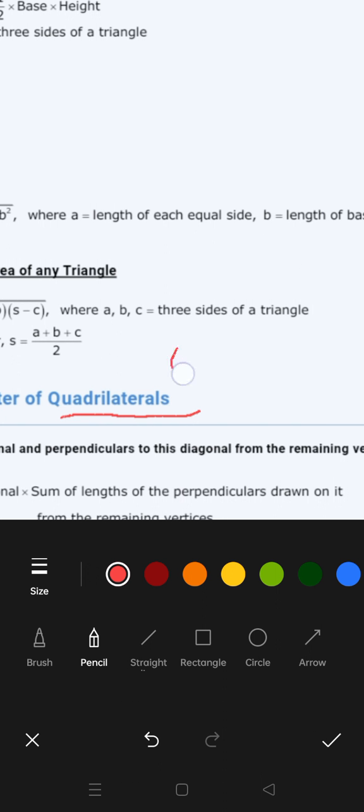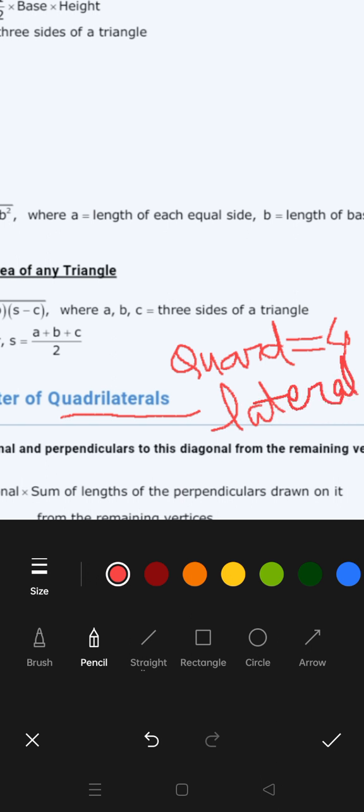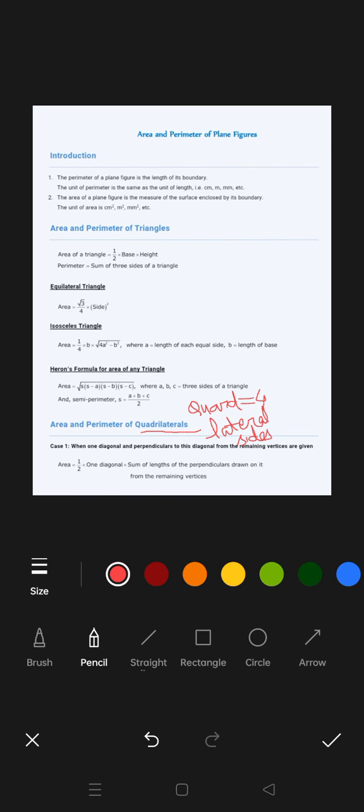Quadrilateral means quad. Quad means 4, and lateral means sides. A figure which has 4 sides is known as a quadrilateral. So what is a quadrilateral? Quad means 4, lateral means sides, which means a figure which has 4 sides is known as a quadrilateral.